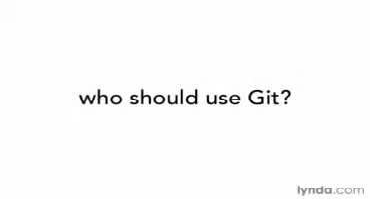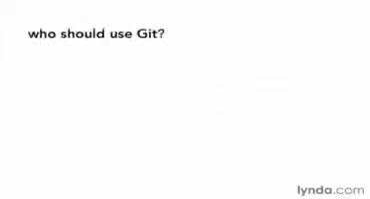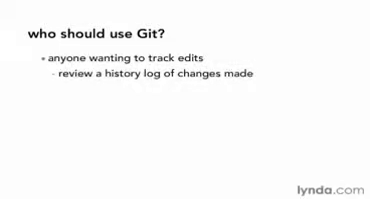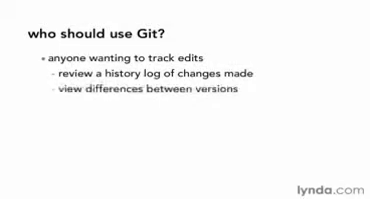In this movie, I want to talk briefly about who should use Git. Now, as I said before, primarily people working with source code are going to get the most utility out of Git. But it's not just for them, it's really for anyone who wants to track edits, especially edits to text documents. It offers you the ability to review a log of changes that were made, to view differences between versions, and to retrieve old versions.